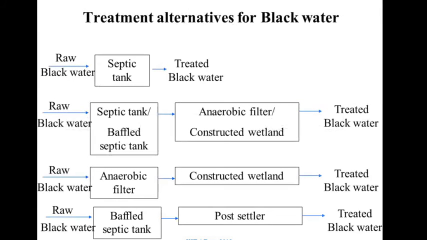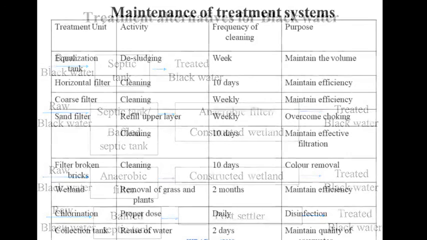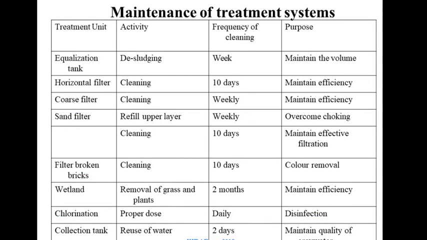Okay. So these are the treatment alternatives for black water. So septic tank, anaerobic filter, wetland plants, and treated black water. So you can see here mostly the constructed wetland plants which we can use for the treatment of wastewater.